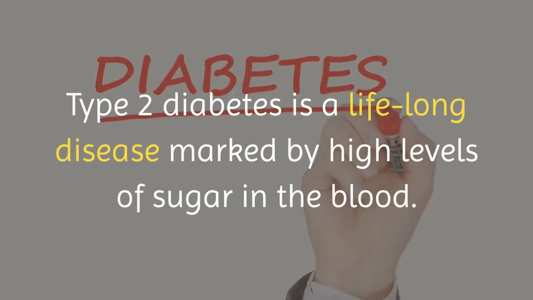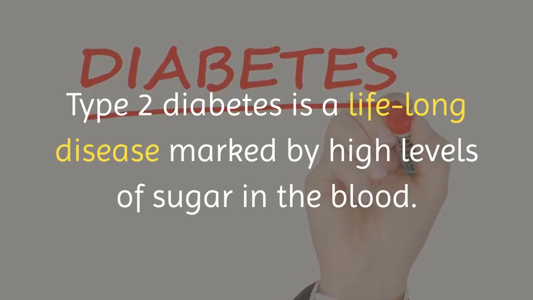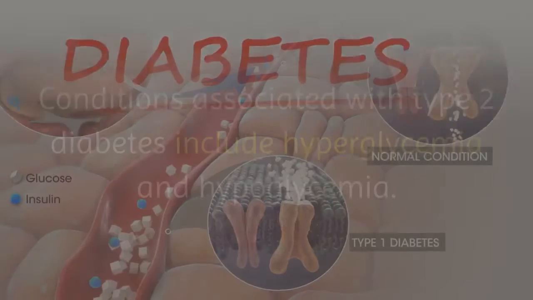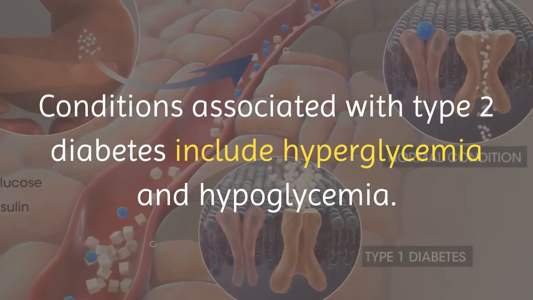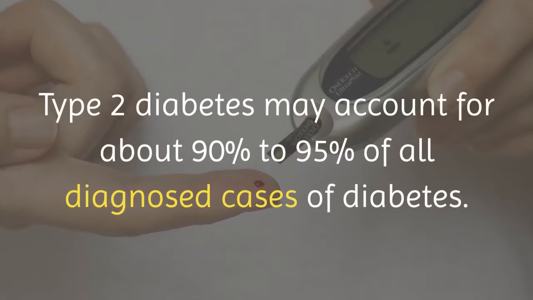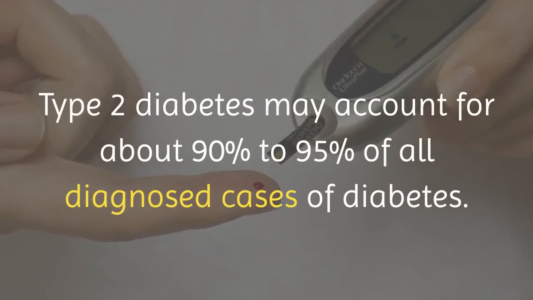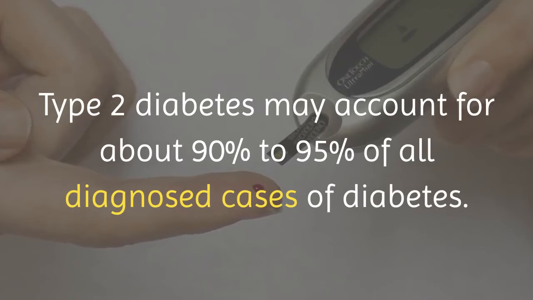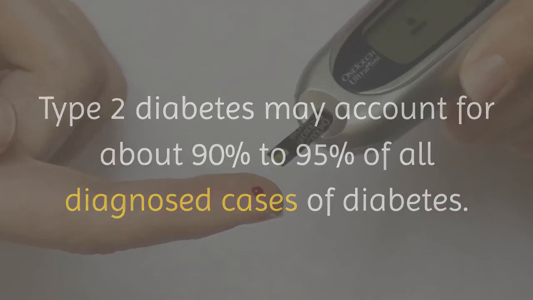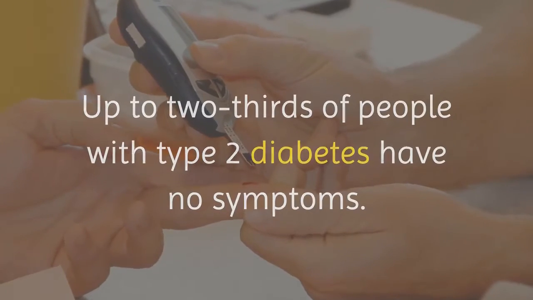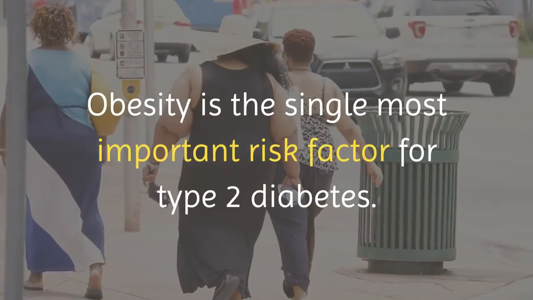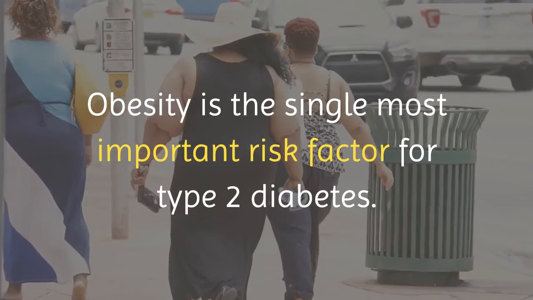Type 2 diabetes is a lifelong disease marked by high levels of sugar in the blood. Conditions associated with type 2 diabetes include hyperglycemia and hypoglycemia. Type 2 diabetes may account for about 90% to 95% of all diagnosed cases of diabetes. Up to two thirds of people with type 2 diabetes have no symptoms. Obesity is the single most important risk factor for type 2 diabetes.